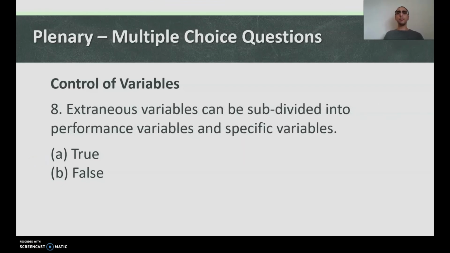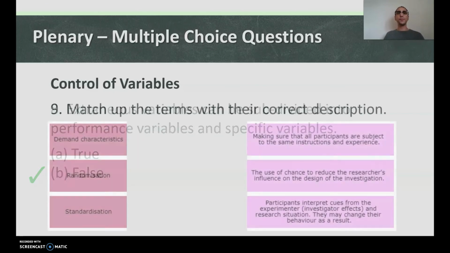Number 8. Again, true or false? Easy. Extraneous variables can be subdivided into performance variables and specific variables. True or false? No, it's not this. It was participant and situational. We did it in the starter.